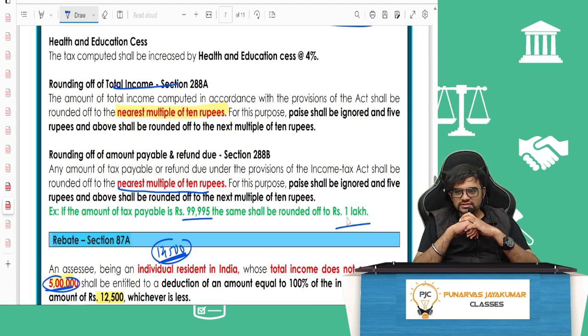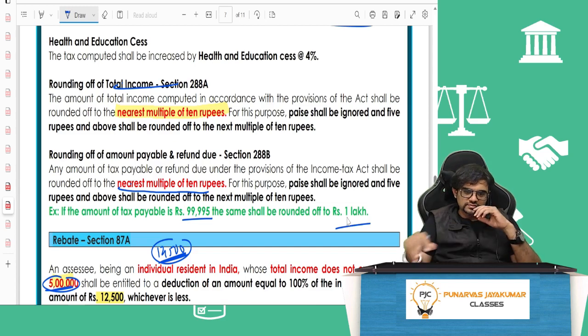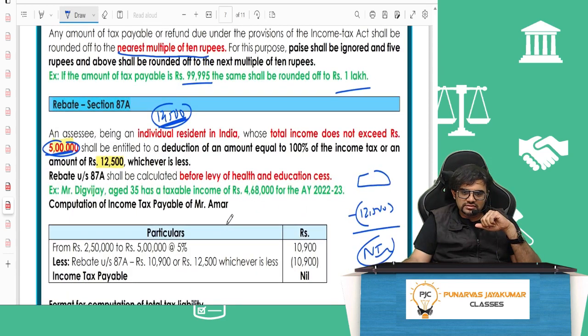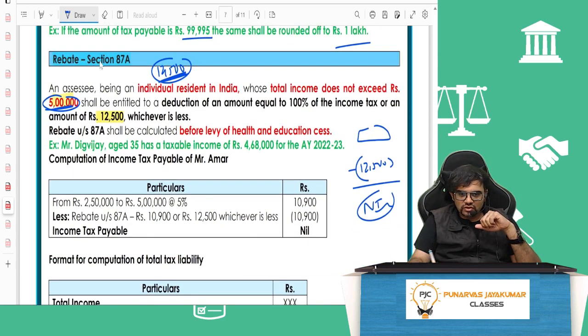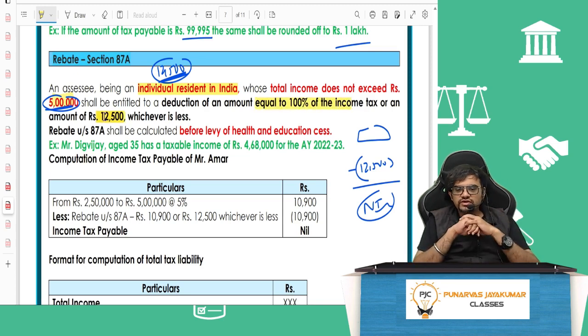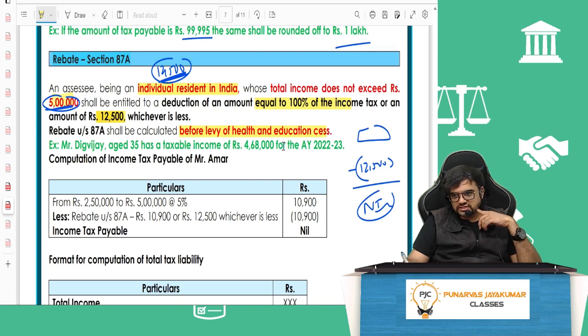Right? Yes. So that is what it is. Rebate, we have already seen. Rebate is only for individual resident in India. Non-resident will not get any rebate. Total income does not exceed 5 lakh rupees shall be entitled to a reduction of an amount of 100% of the income tax or 12,500, whichever is less. 87A will always be calculated before levy of health and education cess.